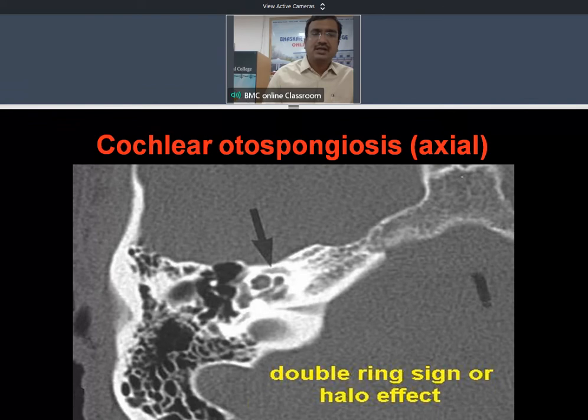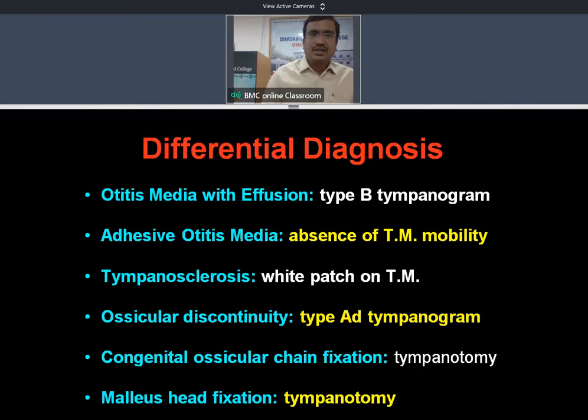That is called the double ring sign or halo effect. That is seen in the axial cuts of the HRCT temporal bone. So then coming to the differential diagnosis.